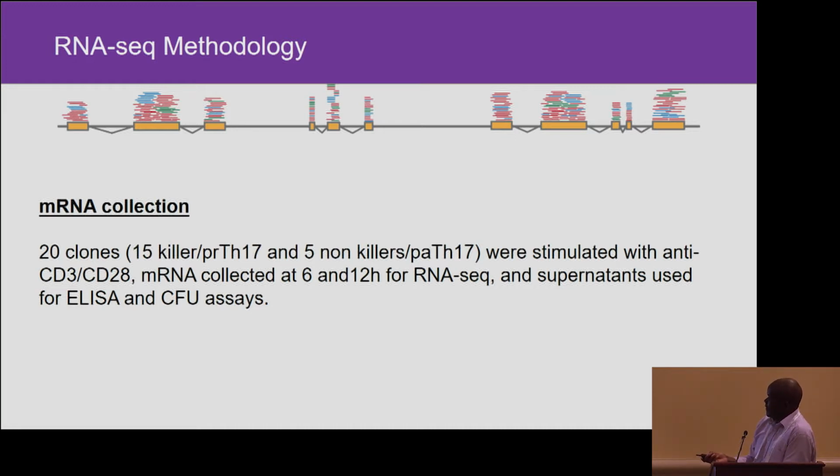So we got 20 clones: 15 killer clones and 5 non-killers as controls. We stimulated these with anti-CD3 and CD28. We collected mRNA at 6 hour and 12 hour time points for RNA-seq. We used the supernatants from these clones for CFU assays and for ELISA assays. And then we can see if we can correlate the RNA-seq data with the ELISA and the CFU data.